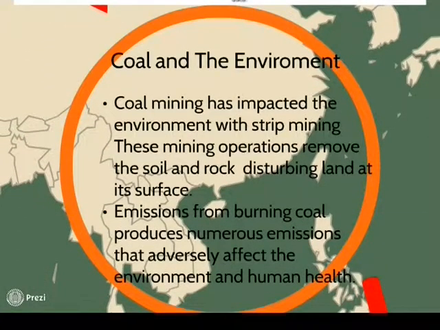Coal and the environment. Coal mining has impacted the environment with strip mining. These mining operations remove the soil and rock, disturbing land at its surface. Burning coal produces numerous emissions that adversely affect the environment and human health.